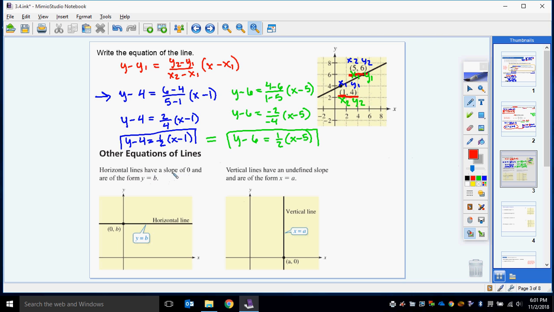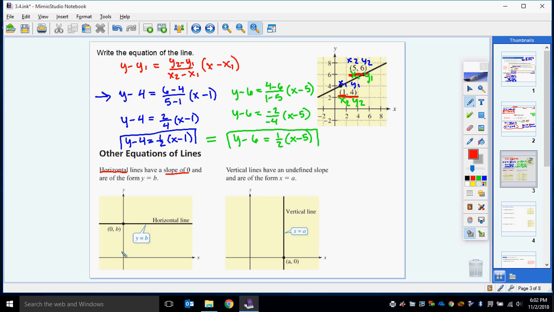Horizontal lines we know have a slope of 0. They're flat, side to side. And we have an equation for horizontal lines, and it's y equals b. Remember what b stands for. B stands for the y-intercept. It's where it's crossing the y-axis.